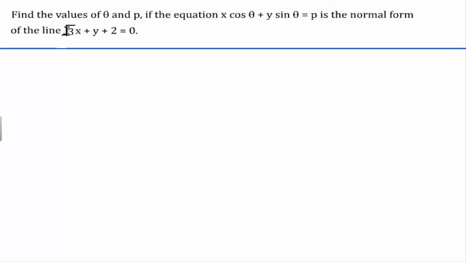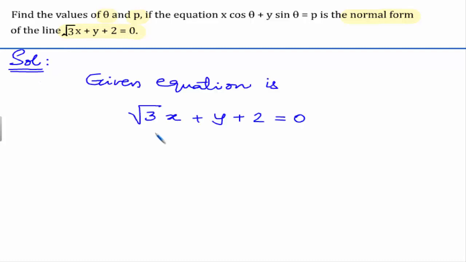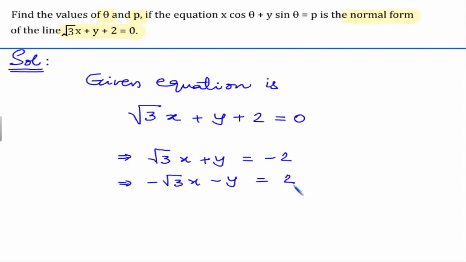In this question, this is the equation of the line and we have to find out the values of theta and p when we convert it into the normal form. Let us see the solution for this. Now the given equation of the line is root 3x plus y plus 2 is equal to 0. This will give us root 3x plus y is equal to minus 2. That implies minus root 3x minus y is equal to 2. Now let us take the coefficients of x and y.